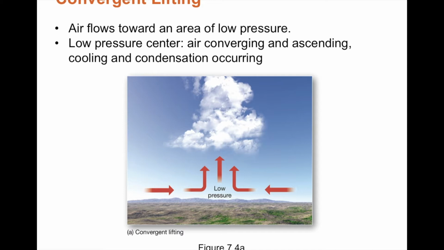So convergent lifting: air flows towards the area of low pressure, from high pressure systems to low pressure systems. The low pressure center is where air converges and ascends. So when a low pressure center comes across the continent, air flows into it, collides, goes upward, and forms clouds.